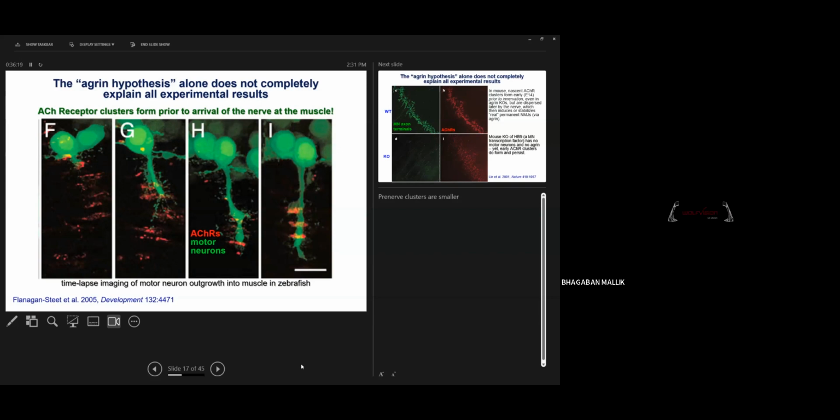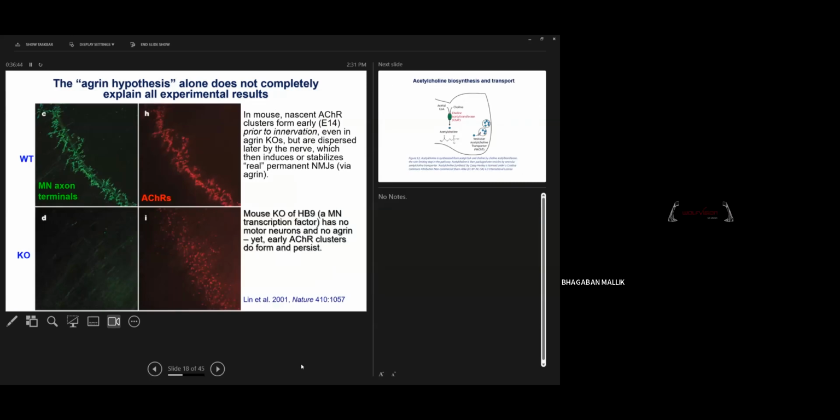This is a time-lapse image showing that you have the generation of the acetylcholine receptor clusters prior to the arrival of the nerve terminal at the muscles. That means you have this receptor clustering before the secretion of agrin from the presynaptic terminal. So, okay, here is another example from the mouse model.